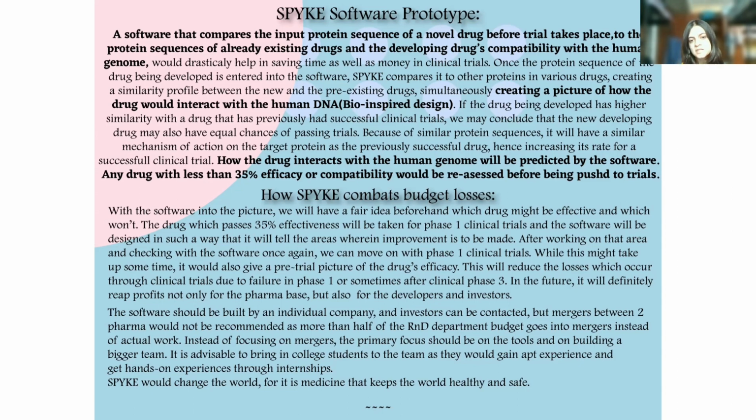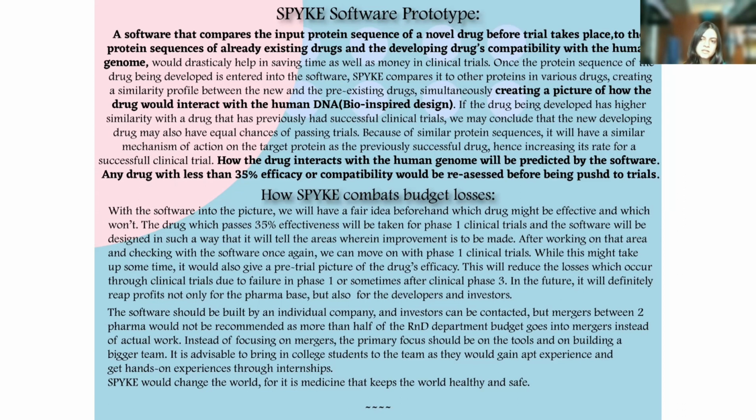How Spike combats budget losses. With the software in the picture, we will have a fair idea beforehand which drug might be effective and which drug won't be effective. Any drug that passes the bare minimum standard of efficacy will be pushed to trials for phase 1, phase 2, and successively phase 3 trials. If a drug does not match the minimum criteria for effectiveness, it will be reassessed and worked upon before being pushed to trials.